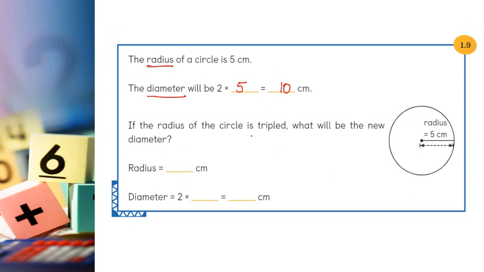If the radius of the circle is tripled, radius of the circle is 5 centimeters. If it is triple, means 3 times. What will be the new diameter? Yes, 5 3s are 15 centimeters is radius. To find the diameter, 2 into radius is equal to 30 centimeters. In this way you have to do this problem.